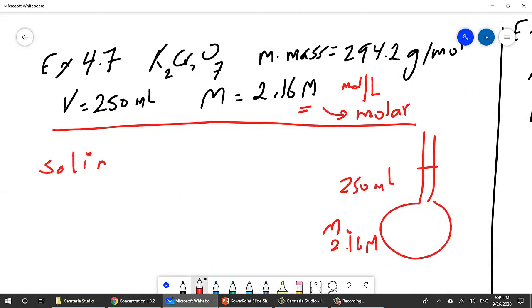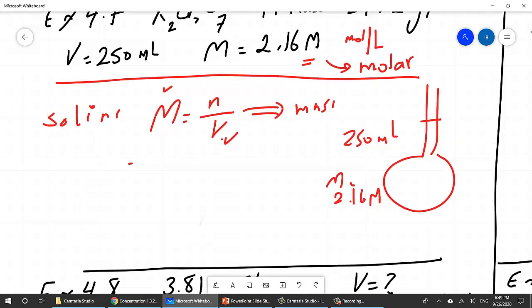So, solution: I know that molarity is equal to number of moles over volume. I know the molarity, I know the volume, so I can find the number of moles, and from the number of moles I can find my mass, because he's asking about the mass. So that's my plan.